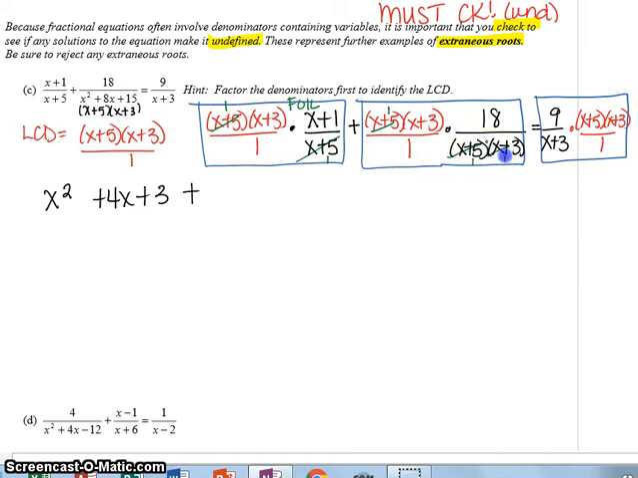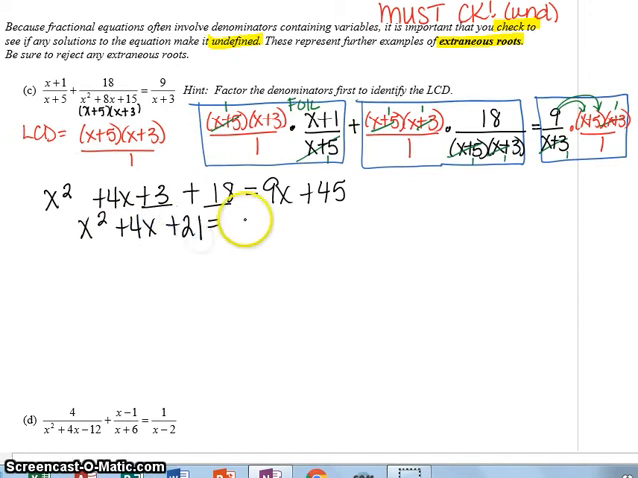This next one, look at this. Everything wipes out here, leaving behind ones. And what am I left with? 1 times 1 times 18 all over 1 times 1 times 1. So that's just a big 18. Okay? We'll clean this up in a minute and we'll combine like terms. On the right side of the equation, the x plus 3s are gone. So now you have to distribute the 9 to the x plus 5s. And you're going to get the 9x plus 45. Okay? Let's combine like terms. So it looks like the 3 and the 18 are the only thing I can combine. So I'm going to get x squared plus 4x plus 21 equals 9x plus 45.